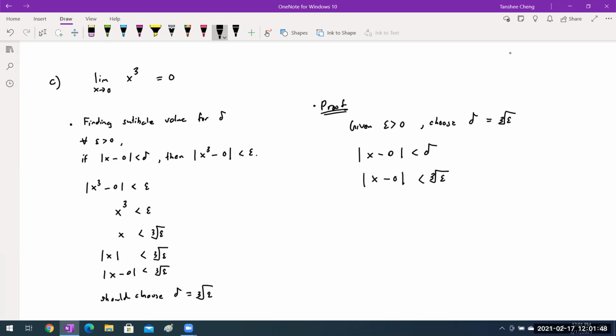Since epsilon is a positive number, the x value is less than what? We can think of it this way. And then raising the power 3 to both sides, which is x to the third power. And epsilon is greater than 0, so the absolute value of x to the third power minus 0 is less than epsilon. So therefore, I can say that the limit as x approaches 0 of x to the third is equal to 0. I'm talking very loosely right here, so you have to be careful.